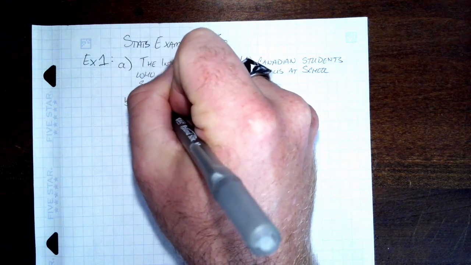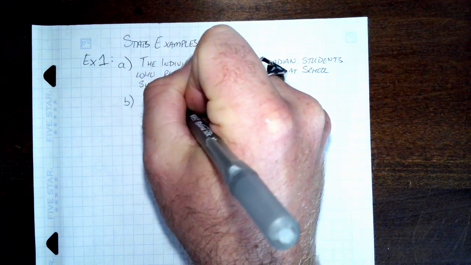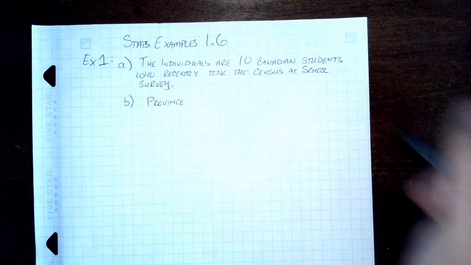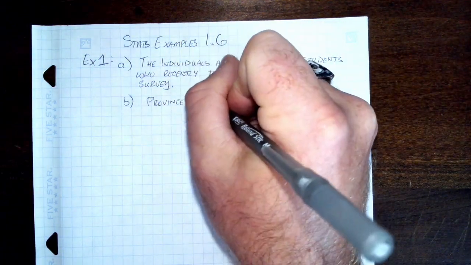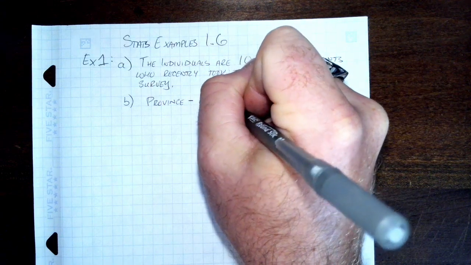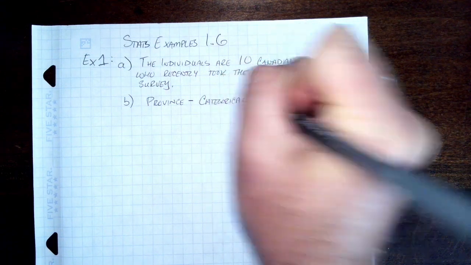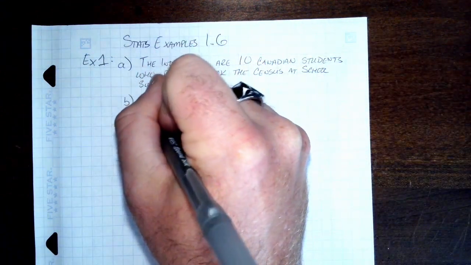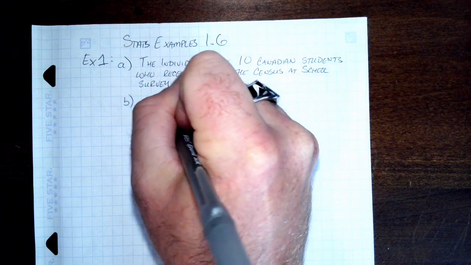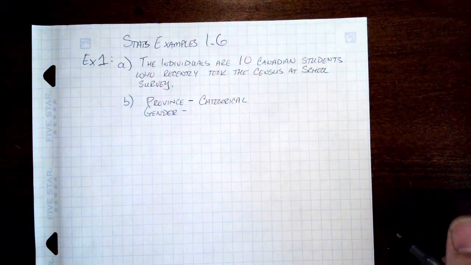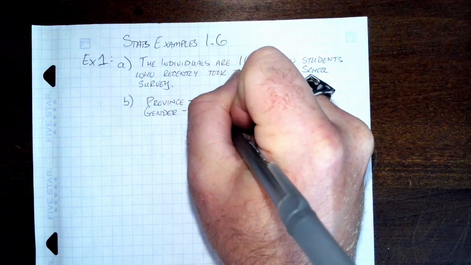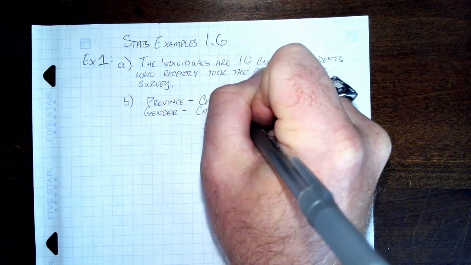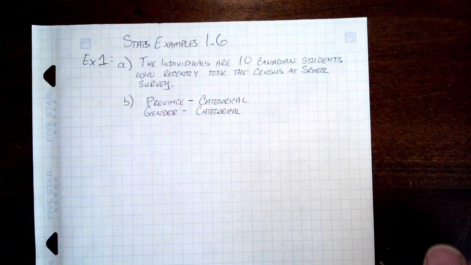The province you live in is not a number. That's like saying the state you live in, so that is categorical. Gender does not make sense to add or subtract or multiply or divide, so that's also categorical. Also, we don't describe gender with numbers.